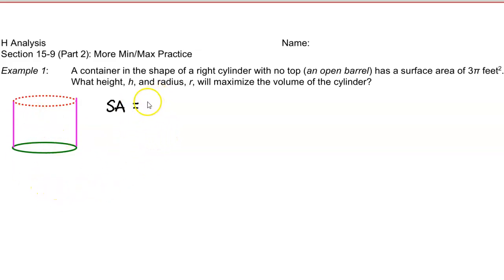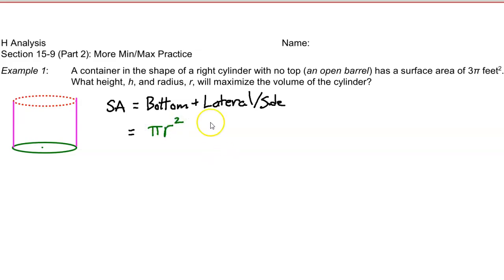So, of course, that's going to be the area of the bottom, plus the lateral, or side. Lateral means the side of it. Okay. So what is the area of the bottom? Well, that's just a plain old circle, so we know the area of that is pi r squared.